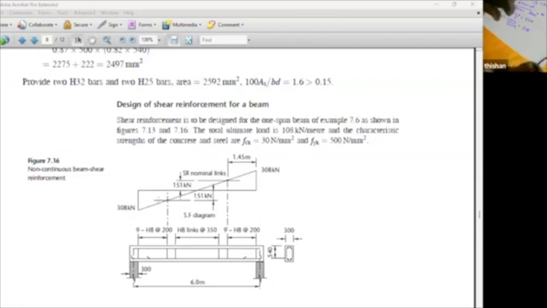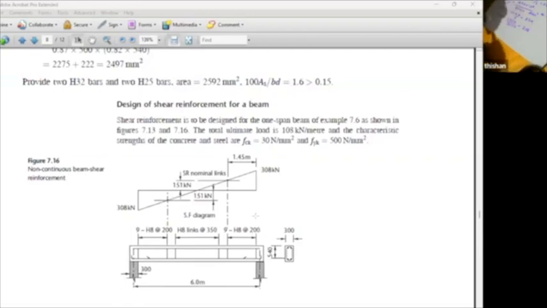And then they are found where the nominal links are needed. So this area nominal links, this area design links. Got it? Is it clear, Bandhu? Yeah, that is clear. So that's what we learned last time.